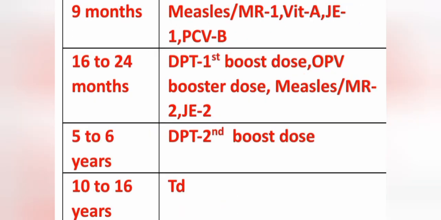At 16 to 24 months: DPT first booster dose, OPV booster dose, MR second dose, and Japanese encephalitis vaccine second dose. At the age of 5 to 6 years: DPT second booster dose. By the age of 10 to 16 years, it is TD. TD means tetanus diphtheria vaccine. Previously it was TT, now it is TD, tetanus diphtheria.